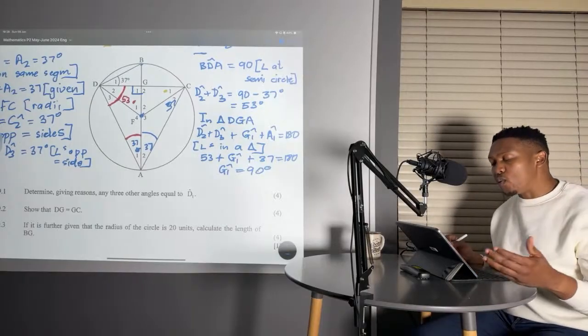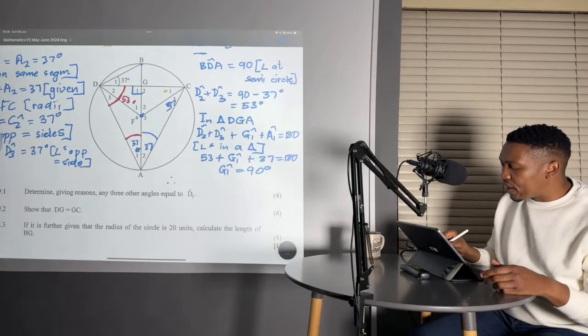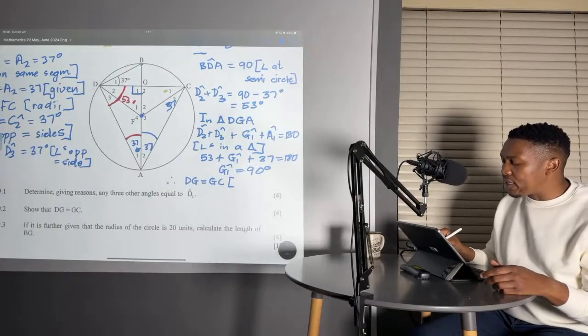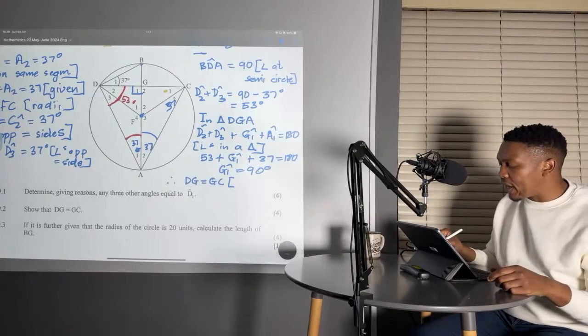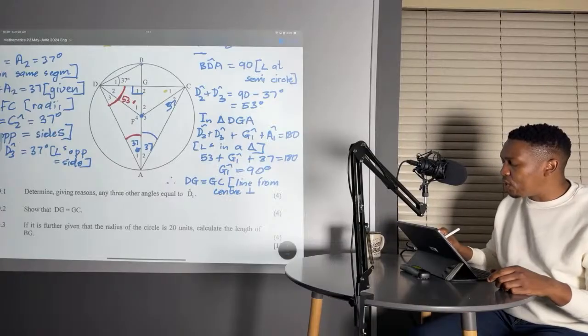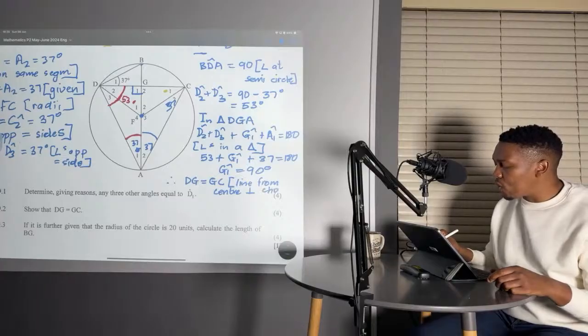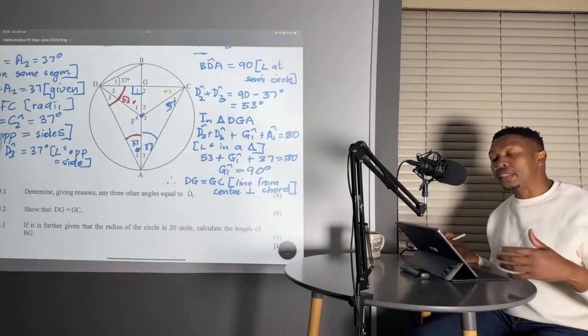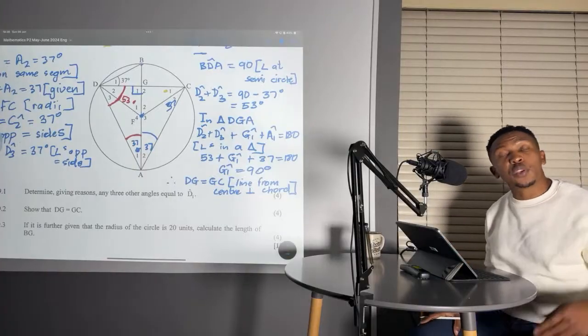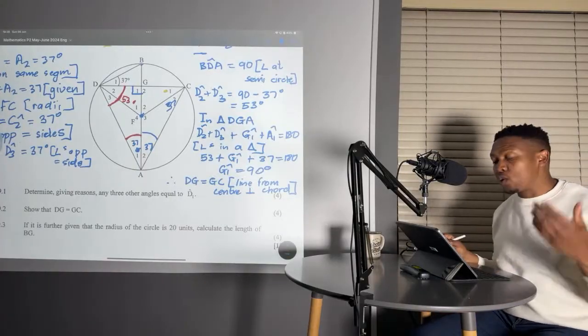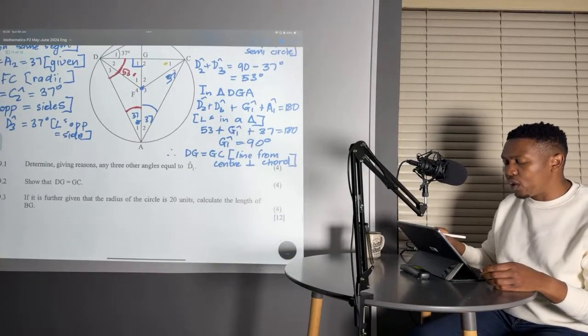And so, what do we note? Therefore, DG is equal to GC. But why is that? This is a line from the center, perpendicular to the chord. We know that a line drawn from the center that is perpendicular to the chord bisects that chord. And so therefore, DG is equal to GC.